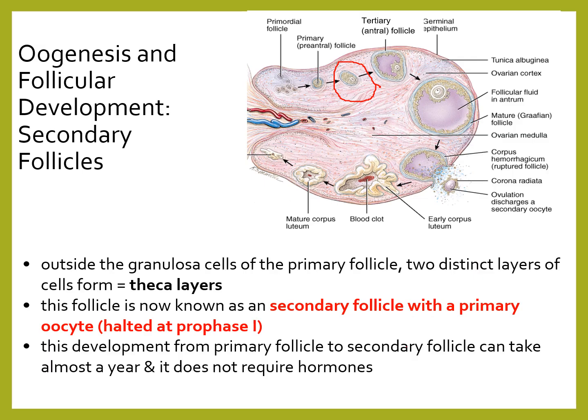Now this development from primary follicle to secondary follicle can take almost a year, and it does not require any hormones because all of the growth factors required for transitioning from primary follicle to secondary follicle are provided by the primary oocyte.